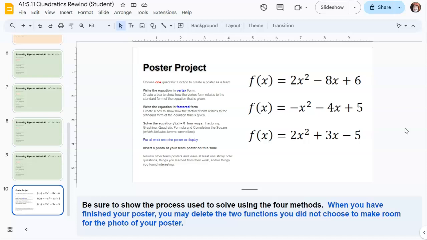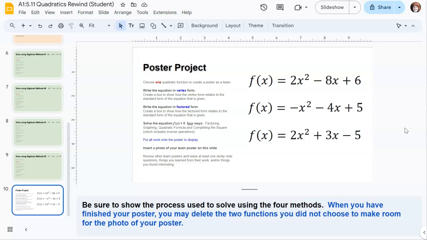And then they're going to solve that equation 4 ways. They're going to factor it, they're going to graph it, they're going to use the quadratic formula and complete the square. And when they do the completing the square, they're technically using inverse operations, so they're really doing 5 methods if you think about it. They're going to put all the work onto a poster to display, and they will put a photo of the team poster on this slide.